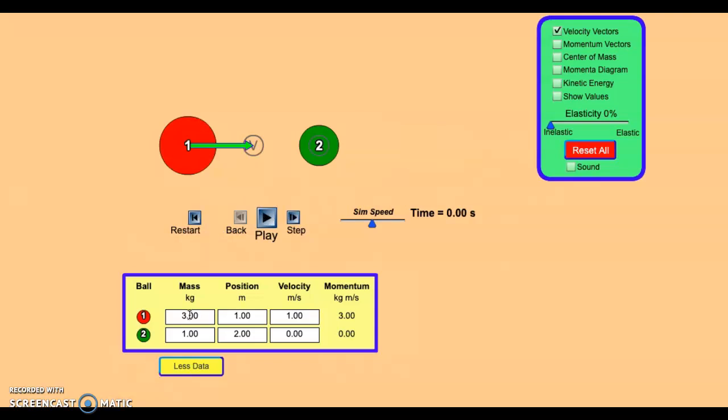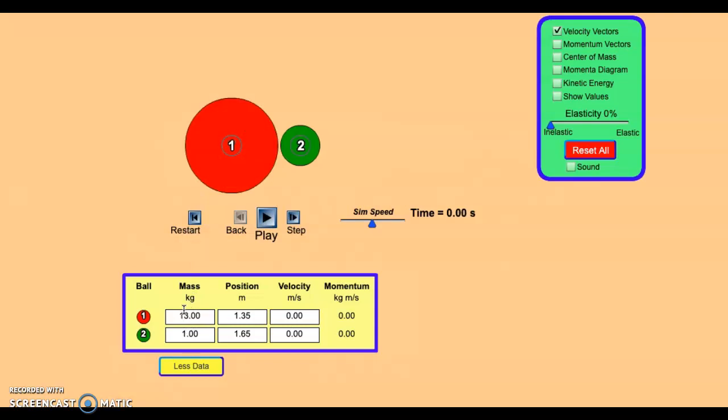For our next one, trial number 4, going back to equal masses, but this time object 2 is going to be moving with an equal but opposite velocity, so they are going to collide head on. And there's your post.